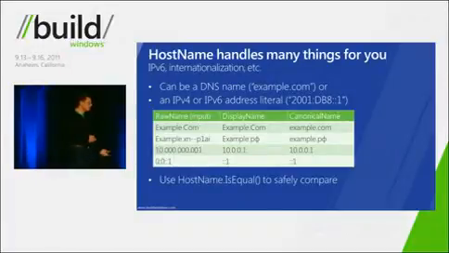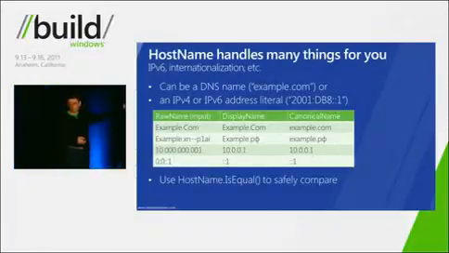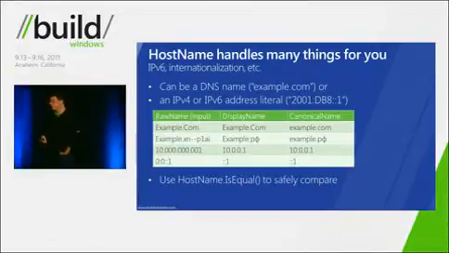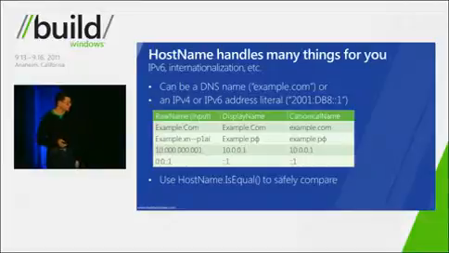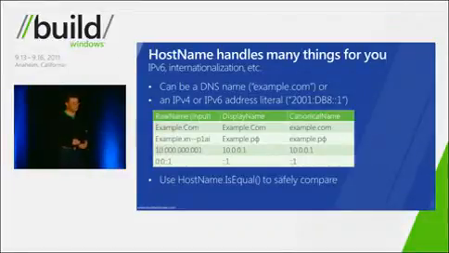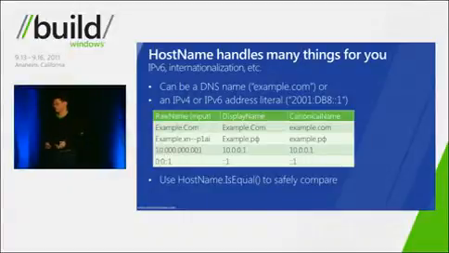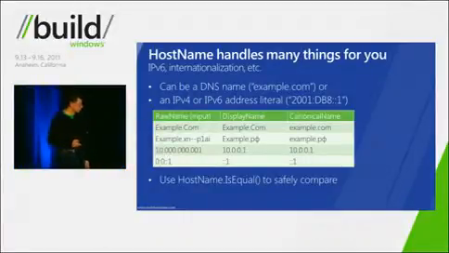Okay? So this hostname class can be a DNS name, like in the example.com example we showed on the previous slide. It can be an address literal, 1.2.3.4, or the v6 example that's right there. In the internationalization case, let me just show you some of the pain that you'd have to go through if you didn't use this class. Okay? So let's use a couple of examples.